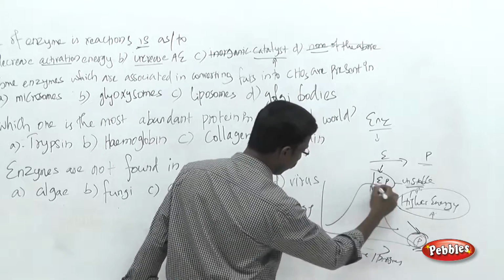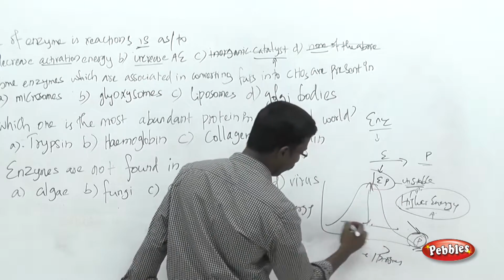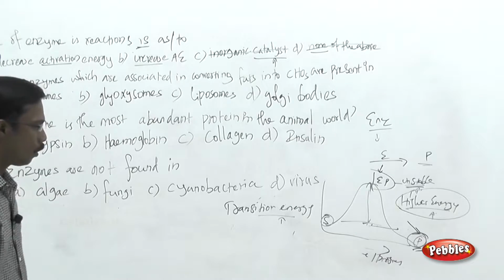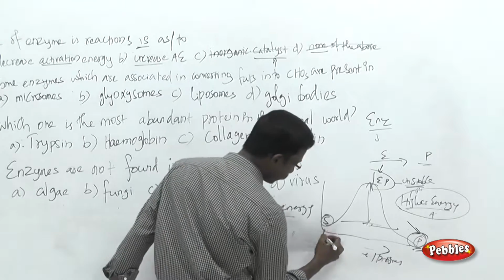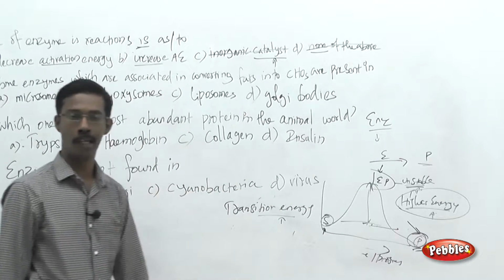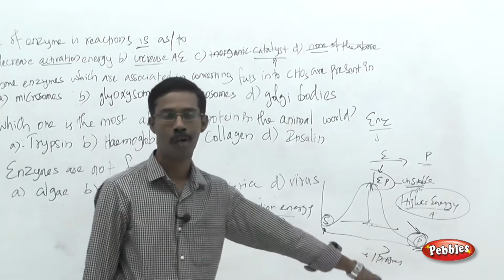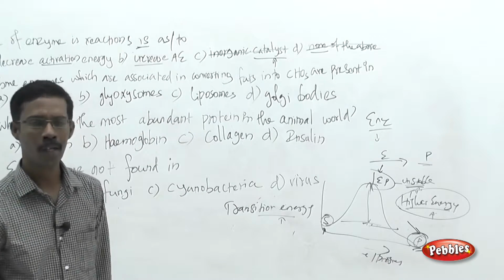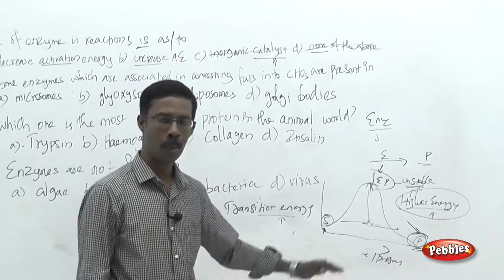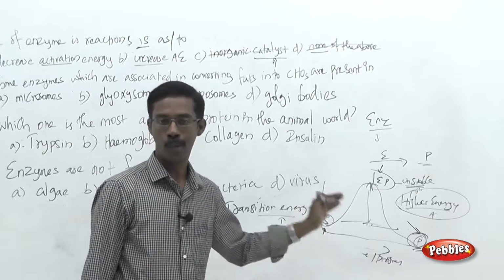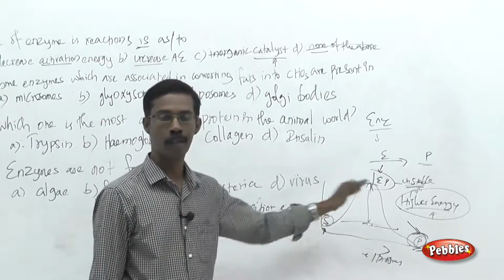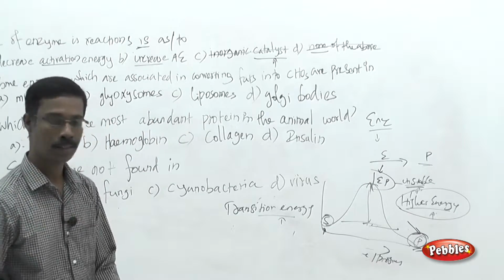We are talking about the activation energy. If the substrate needs higher activation energy, it will take so much time to convert it into the product. So what does the enzyme have to do over here? The enzyme has to reduce the amount of energy needed to activate the particular transition state.